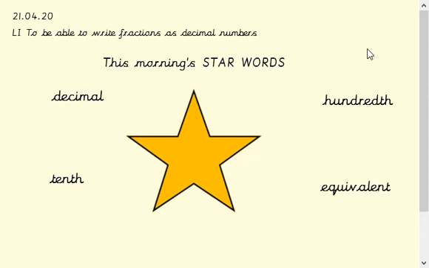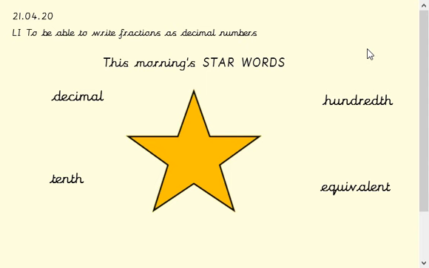So on to the main part of today's lesson. And today we're going to be following on from yesterday. Yesterday we were rounding decimals to whole numbers. Today we're going to be writing fractions as decimal numbers and looking at the link between them.